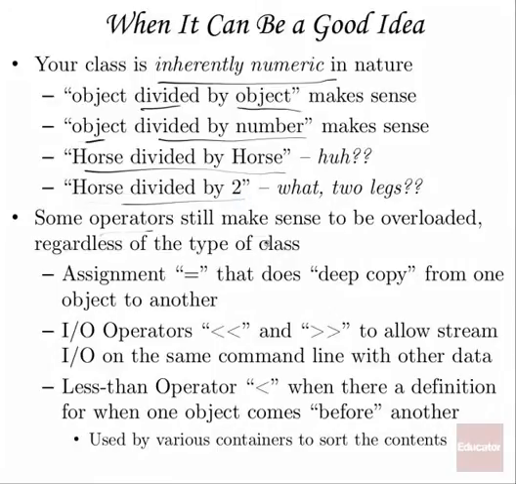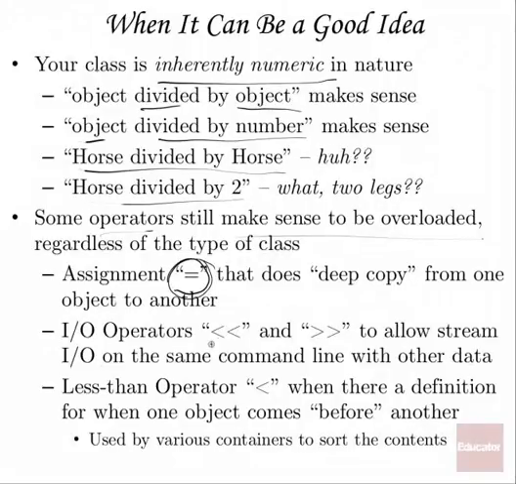Some operators will still make sense to be overloaded, regardless of the type of class. For example, assignment. Very often, the compiler will give you an assignment overload anyway, but it will do a shallow copy. It'll take all your members and just copy them over. We've already discussed the difference between a shallow copy and a deep copy. If you need a deep copy, rather than telling your programmers don't use equals, provide them an equals overload that does the deep copy that you need.